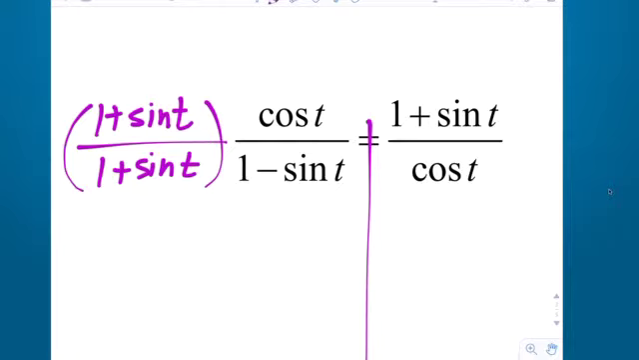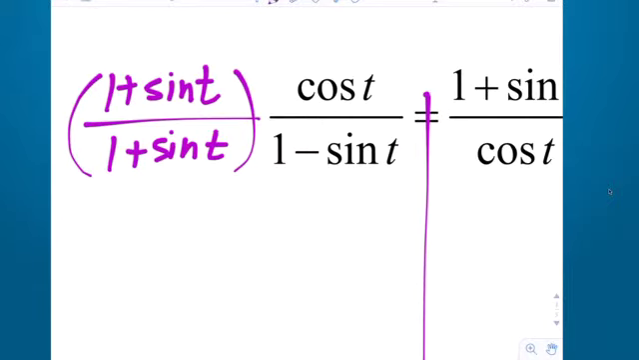The other way to look at it is, okay, if I'm starting on the left, I'm going to go ahead and start creating the right side. So if you look at the right side, you're like, I would like a 1 plus sine of t to be in the numerator. So I'm going to go ahead and multiply by 1 plus sine of t in the numerator. But if I do it in the numerator, I also then have to do it where? In the denominator. So there's 2 powerful motivating factors that encourage you to do 1 plus sine of t over 1 plus sine of t.